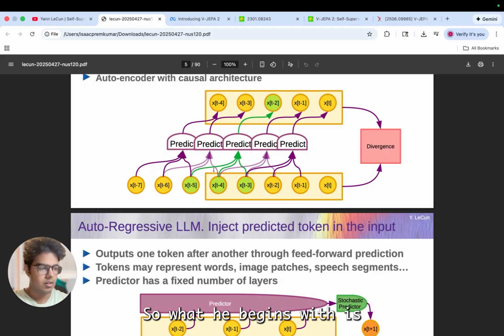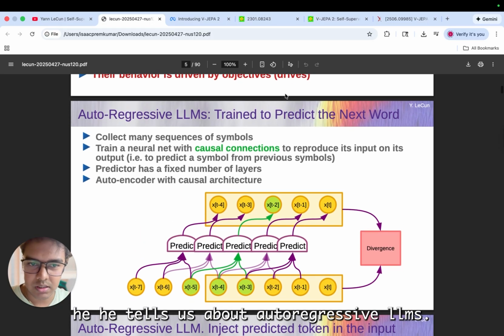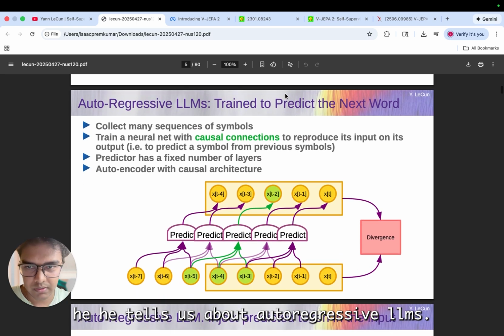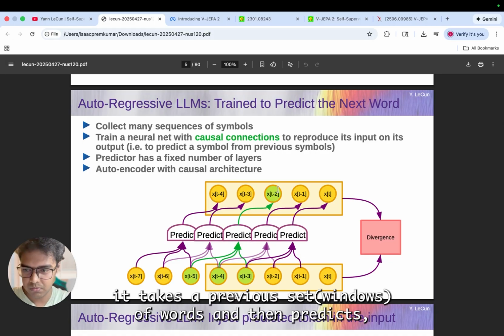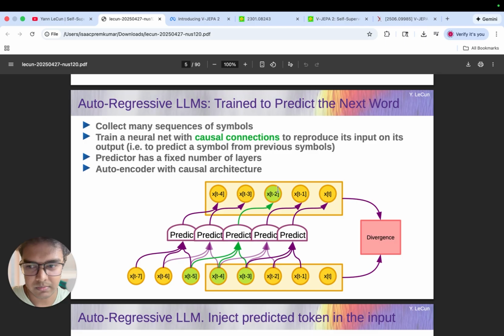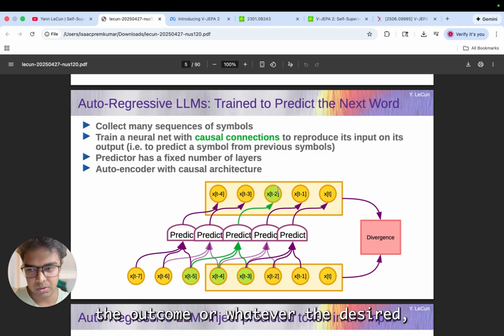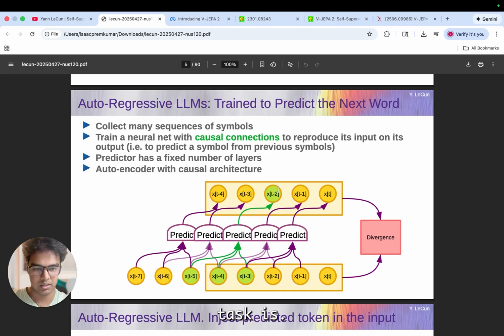What he begins with is autoregressive LLMs. As I said, typical LLMs take the previous set of words and then predict the next set of tokens, which is again fed to the LLM to move on and predict the outcome or whatever the desired task is.